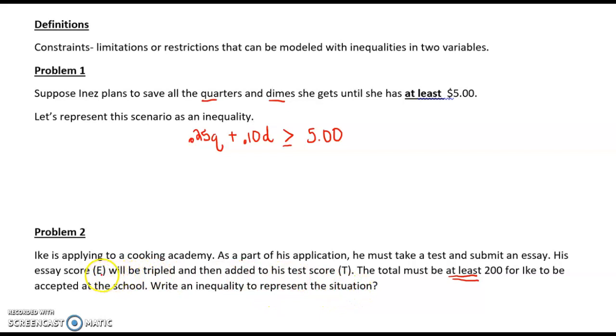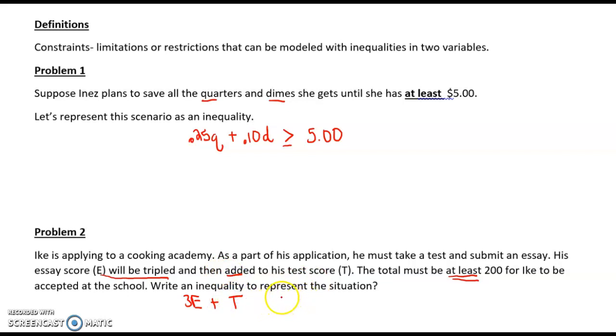Okay, so his essay score is going to be tripled. What does that mean in terms of math? Well, triple means 3, and if it's being tripled, I'm multiplying it 3 times. So that's 3e, and then added, that's a plus sign, to his test score, t.